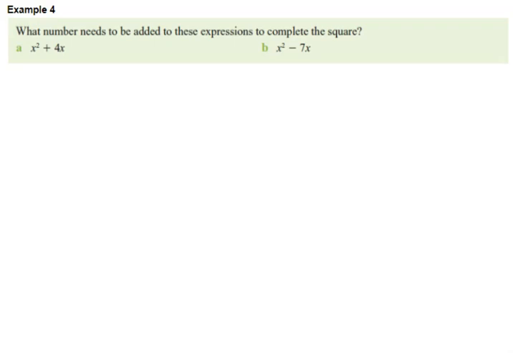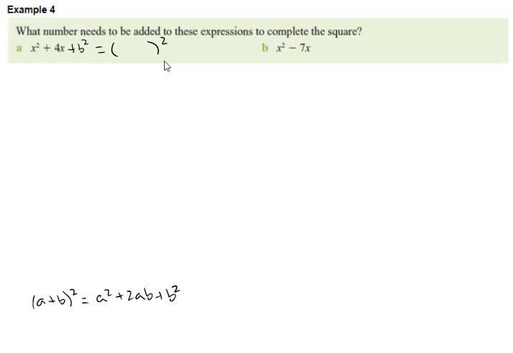Last example, example 4. The question says, what number needs to be added to these expressions to complete the square? Well, what does that mean? When I'm completing the square, a perfect square, remember, is if I've got (a + b) squared equals a squared plus 2ab plus b squared. It's basically asking for what is my b squared number to add so I can write this like this.